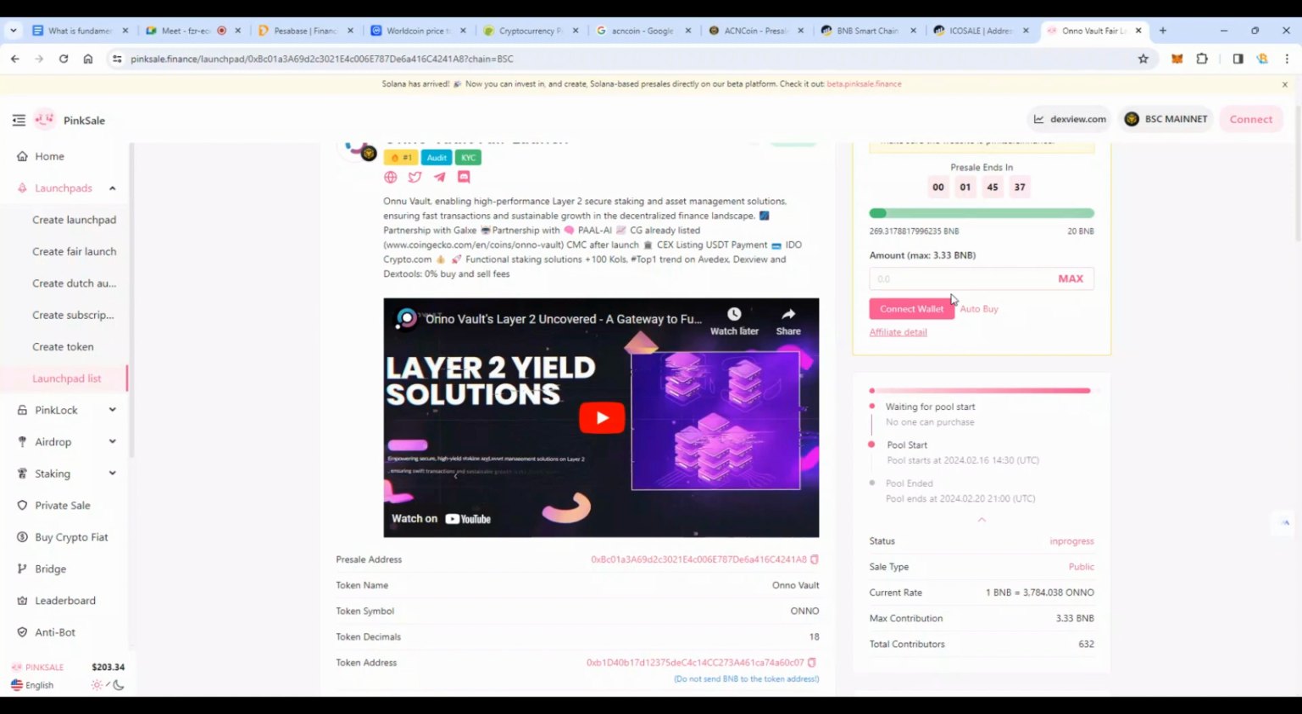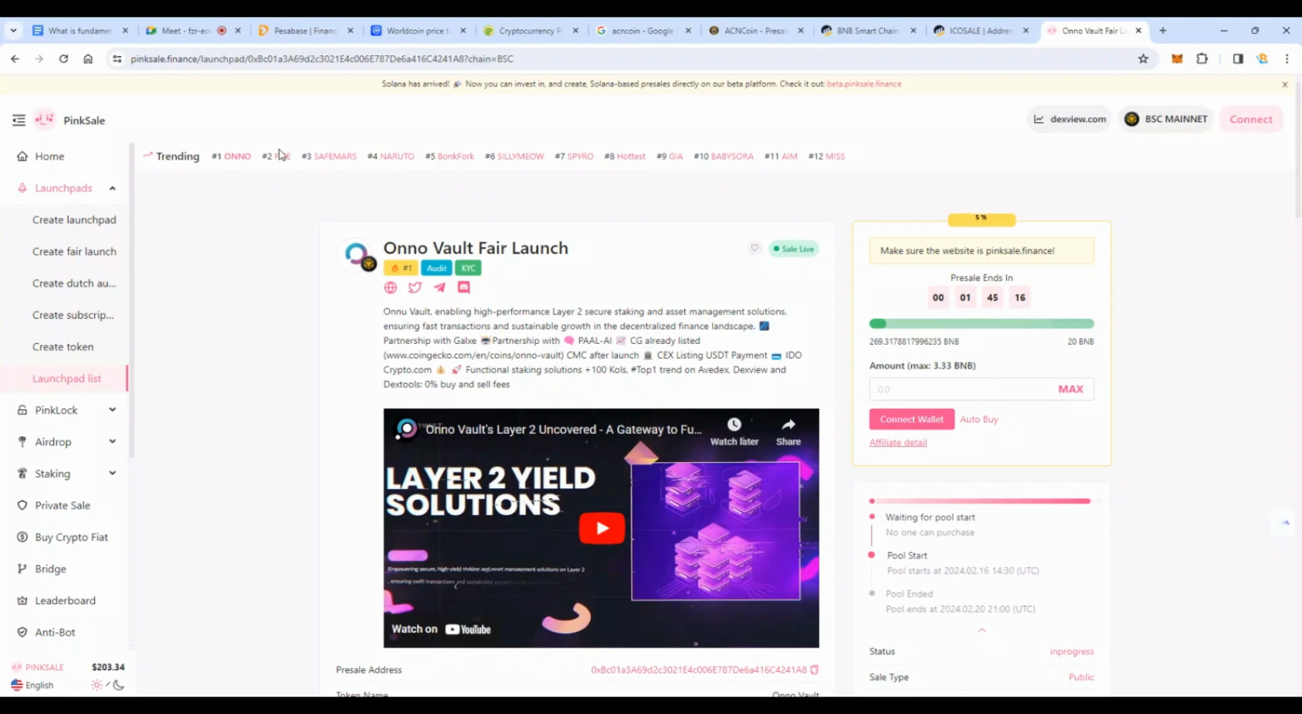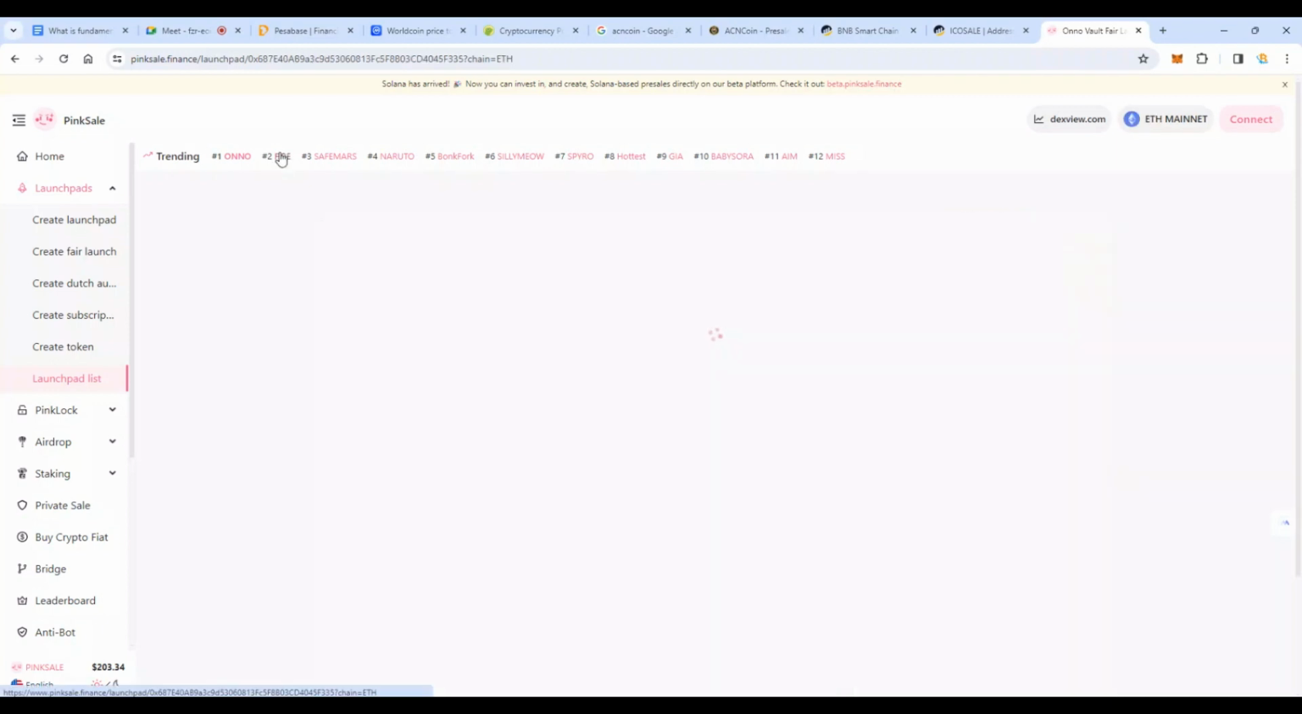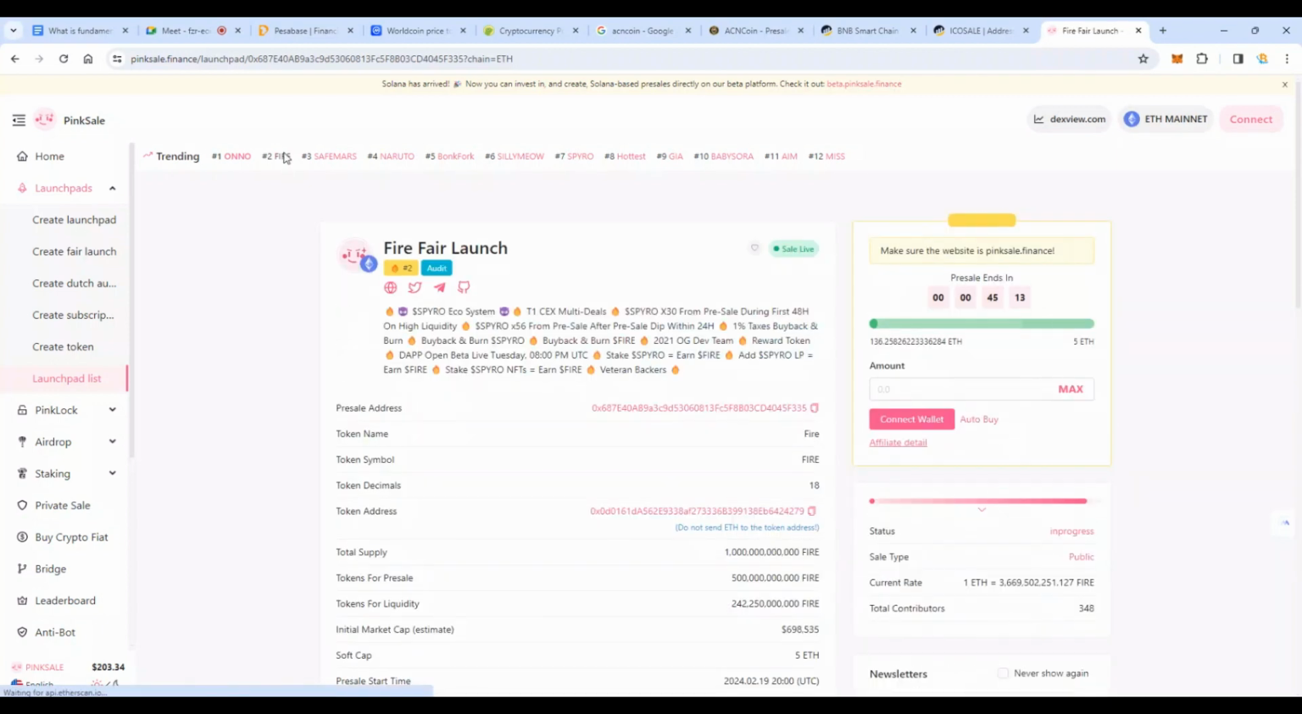This should be an error, because there is no way they can raise more than what they are trying, the hard cap. You remember the hard cap and the soft cap? There's no way they can raise more than they want to raise, because if they were looking to raise 20 BNBs and they've raised 269, then this bar would already have been filled. Let me pick a different project. You can see the number 2 trending project here is Fire.